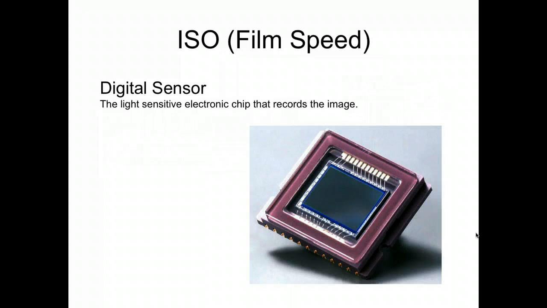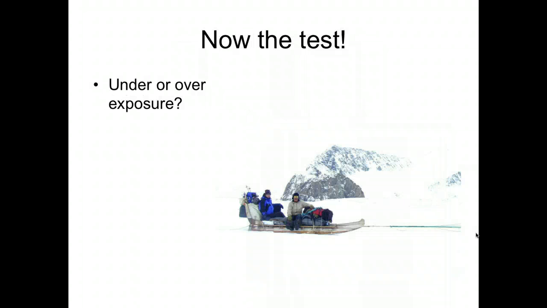This is what a digital sensor chip actually looks like in a digital camera. I didn't want to actually break one open and show it to you, so we just found this one. All right, so that's it for the notes. Let's go ahead and test what you see here, all right?